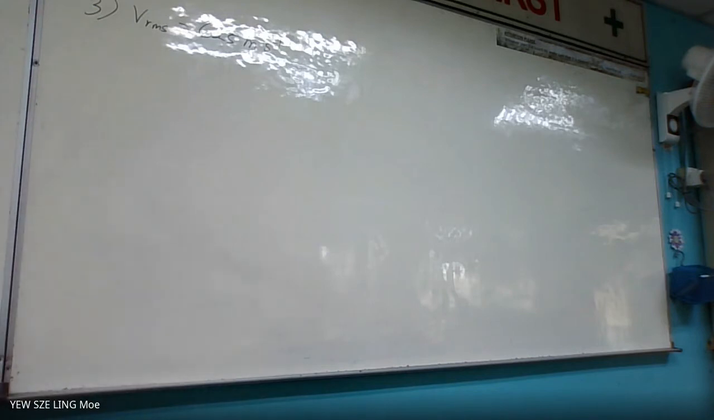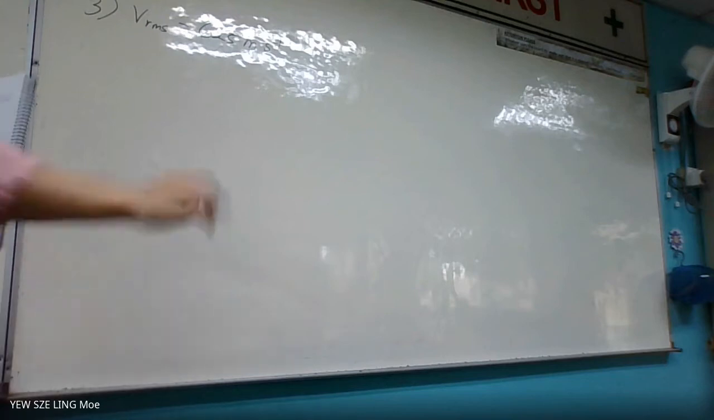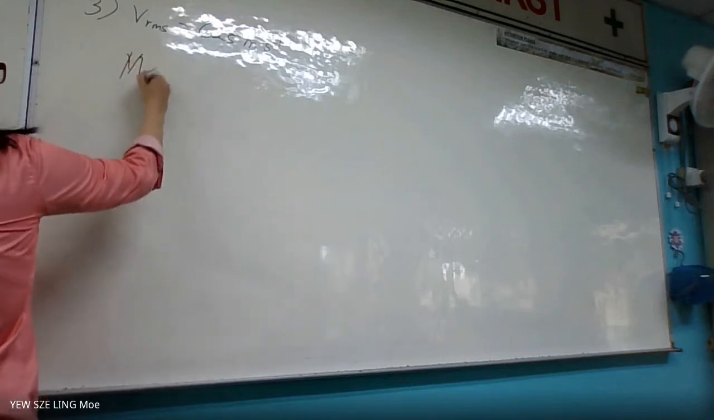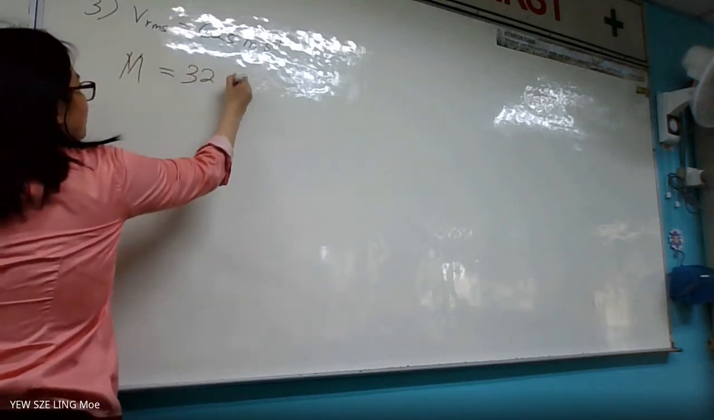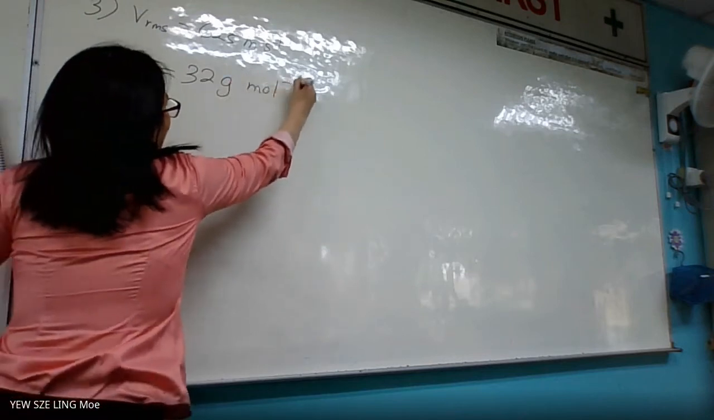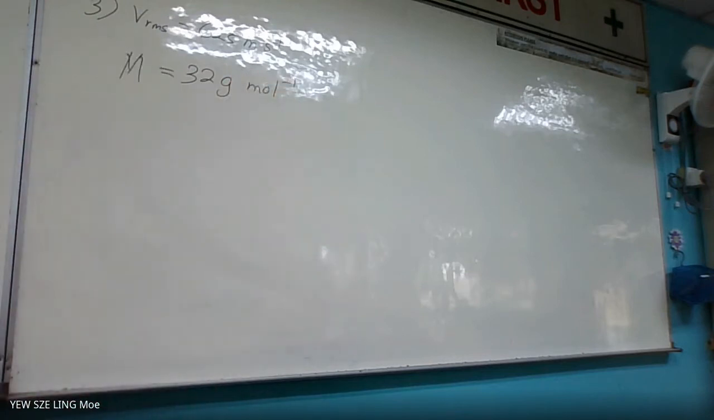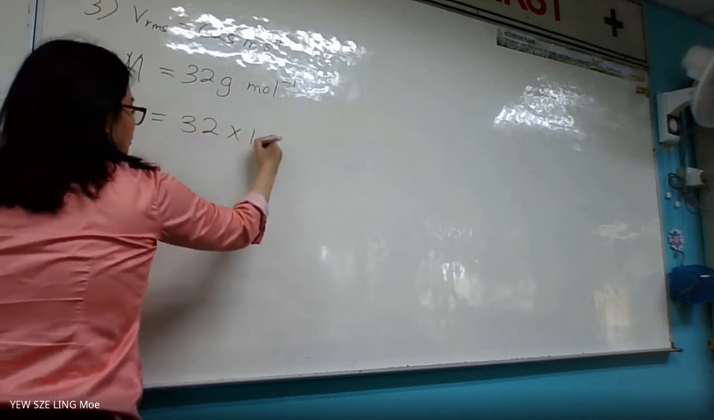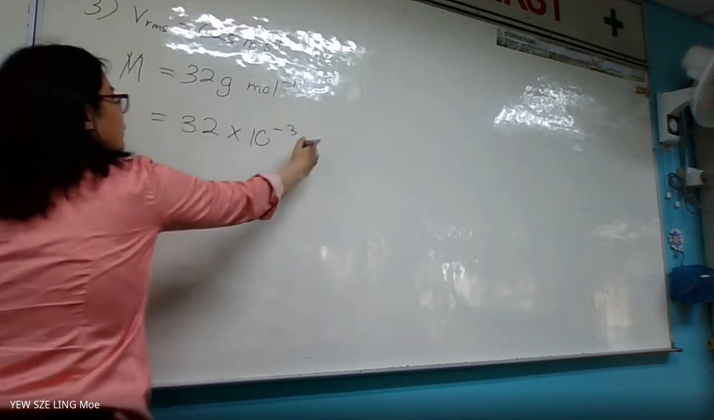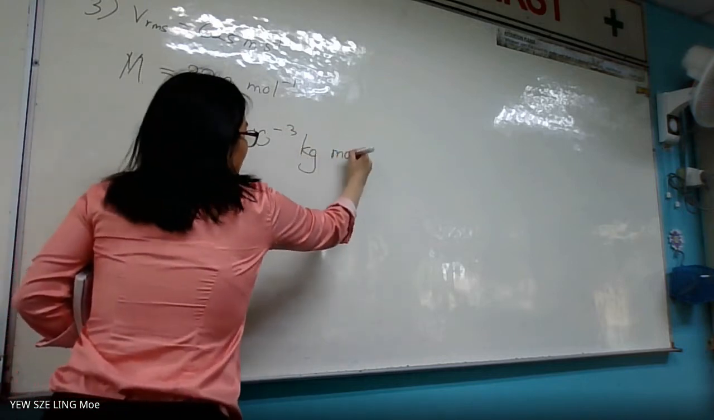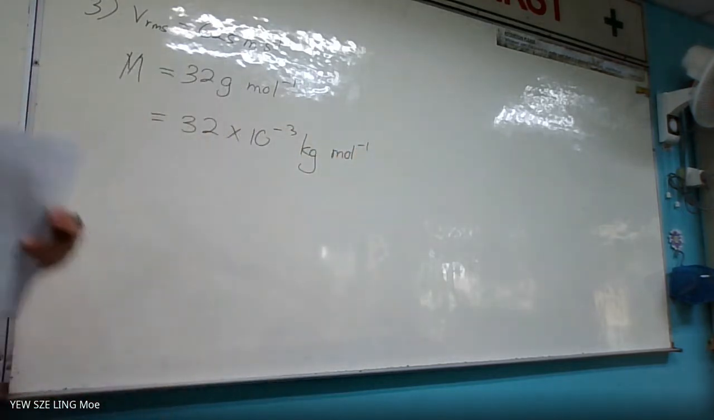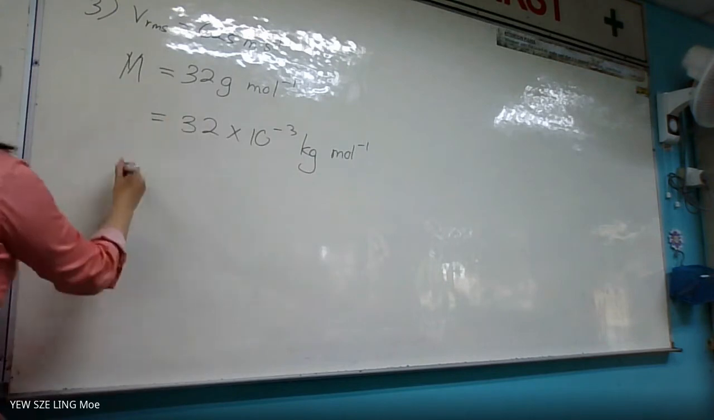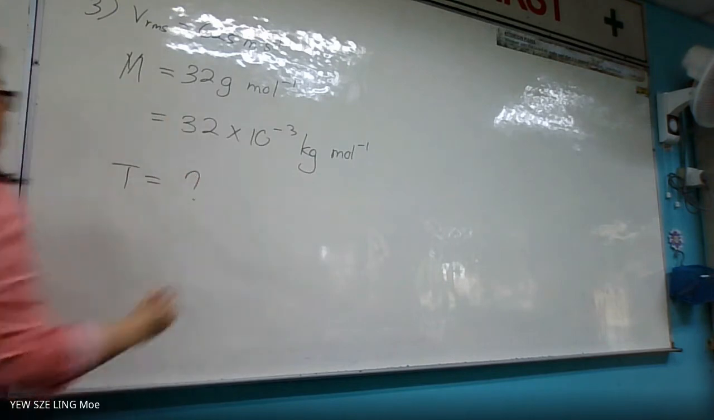What is the temperature of the gas given the molar mass of oxygen? So again, you're given the molar mass equal to 32 gram per mole. Once again, you're given the unit in terms of gram, so convert it into kg. So 32 times 10 to the power of negative 3 kg mol negative 1. Right? And then the question is asking for T.